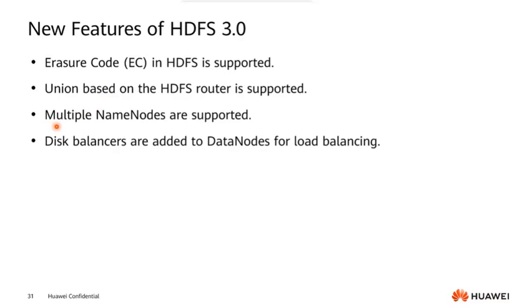Third, multiple standby name nodes are supported. Users are allowed to run multiple standby name nodes. For example, by configuring 3 name nodes and 5 journal nodes, the cluster can tolerate the failure of 2 nodes instead of 1 node. Fourth, disk balancers are added to data nodes for load balancing. That is, HDFS supports data balancing between different hard disks on a single data node. If data imbalance occurs between different disks on each node, we can run the HDFS disk balancer command to balance data among disks on a node.